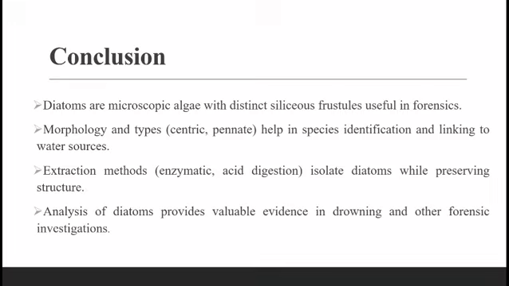The extraction methods which are used preserve the structure, and we observe these structures under the microscope for investigation purposes. Analysis of diatoms provides valuable evidence in drowning cases.